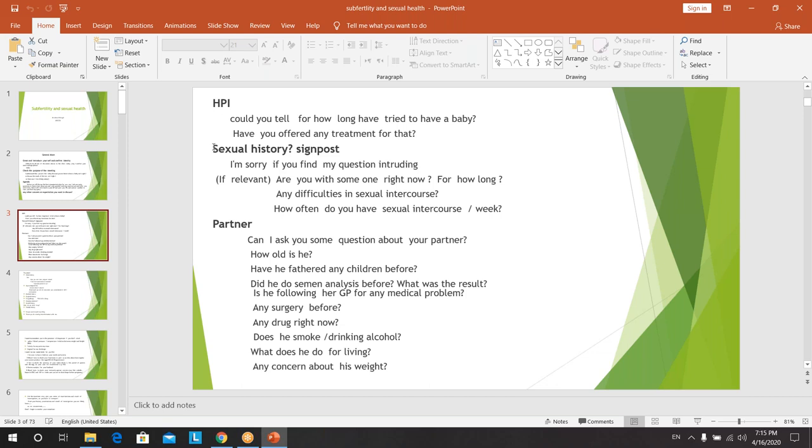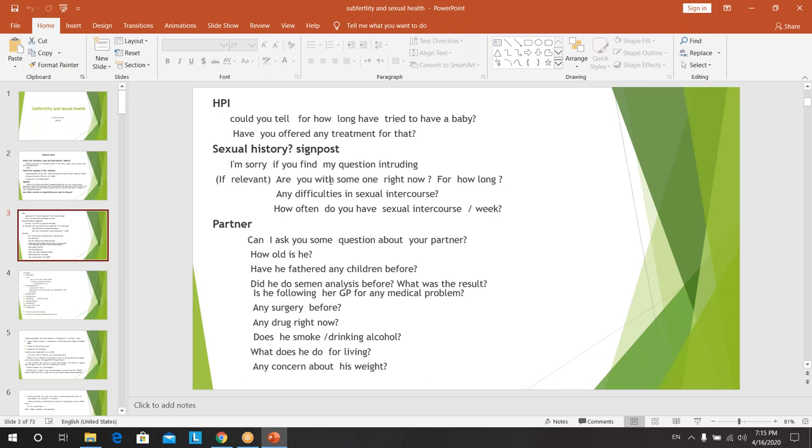Then you will go to the sexual history. Here it is different from the other template we did for the previous sessions. Here you will add the sexual history. And before the sexual history, you can signpost for yourself. I'm sorry if you find my question intruding. Are you with someone right now? She will say yes, or she will say no. And this is an important question.